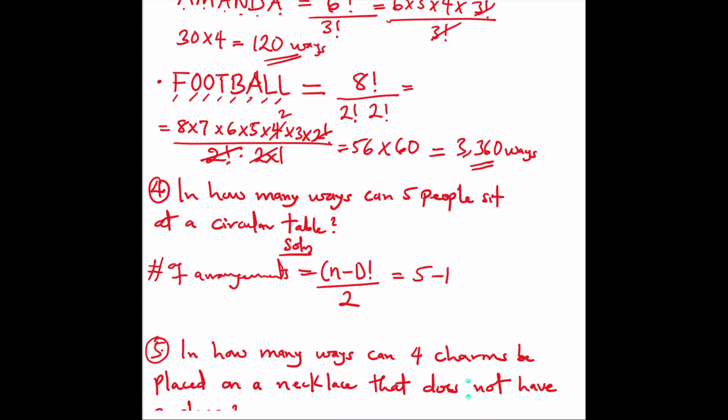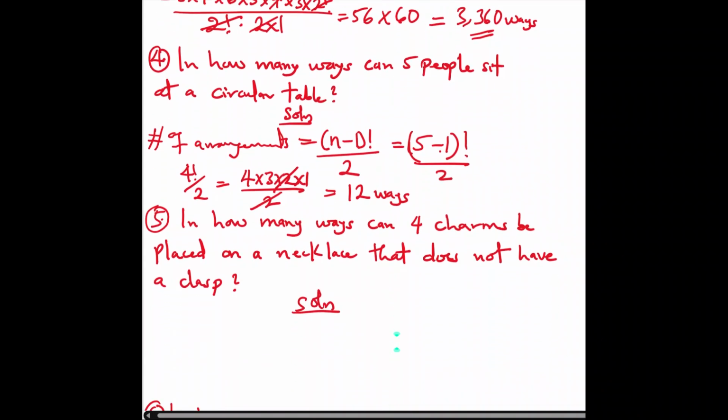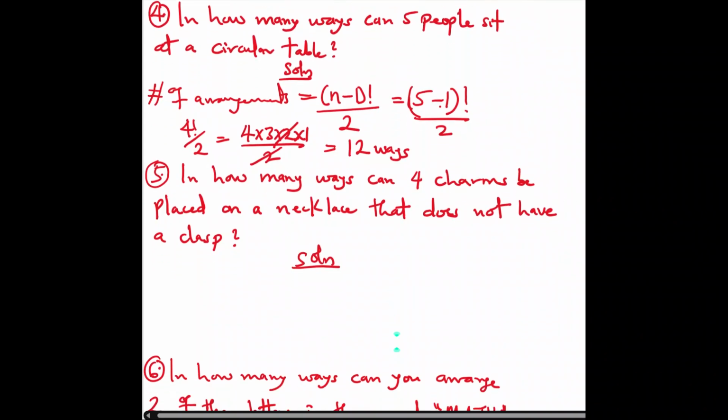So we have 5 people sitting, so n will be 5. So that will be 5 minus 1 factorial divided by 2. Okay, so that will be 4 factorial divided by 2. So that will be 4 times 3 times 2 times 1 divided by 2. So 2 we cross out 2. So 4 times 3 is 12. So the 12 ways that 5 people can sit at a circular table.